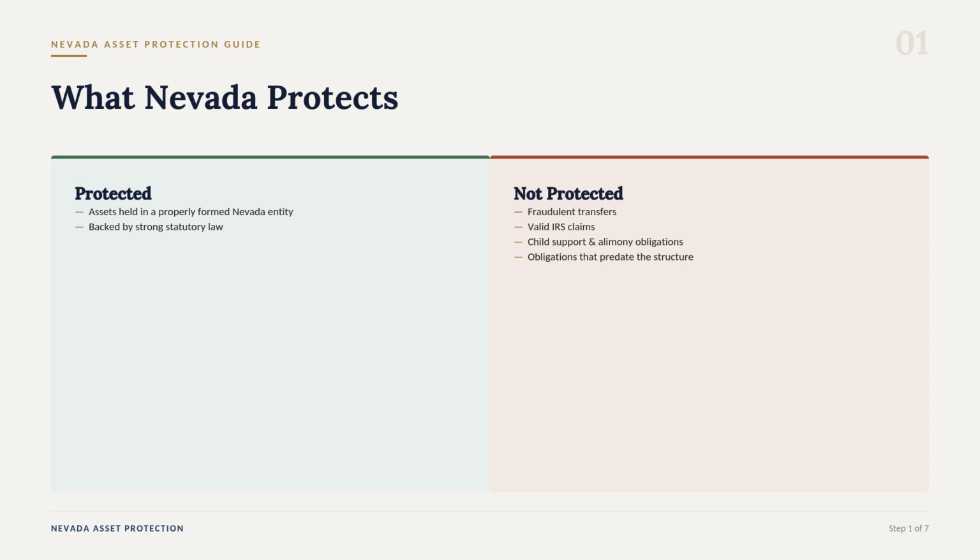Here's how to use Nevada's legal framework to build an effective asset protection structure. Step 1. Understand what Nevada protects and what it doesn't. Nevada protects assets held in properly formed Nevada entities with strong statutory backing. It does not protect against fraudulent transfers, valid IRS claims, domestic support obligations like child support or alimony, or obligations that arose before the structure was created.